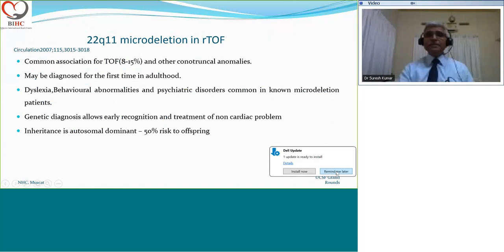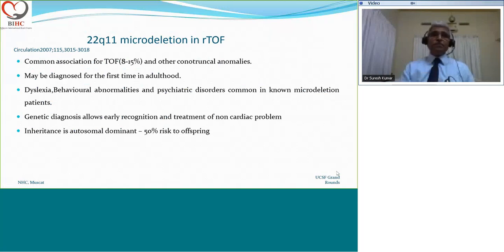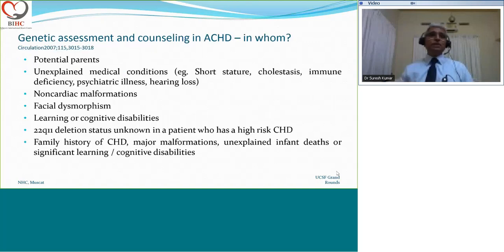Dyslexia, behavioral abnormalities, and psychiatric disorders may all be associated. Genetic diagnosis would allow early recognition and treatment of the known cardiac problem. And once a parent is diagnosed as 22q11 deletion positive, it can be an autosomal dominant problem with a 50% risk to the offspring. So genetic assessment and counseling would be needed for potential parents, especially in the presence of problems like facial dysmorphism, learning disability, and when you don't know the 22q11 status.